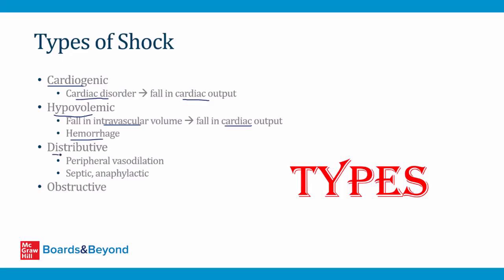Third form of shock is called distributive. This is the term that's used when there is diffuse peripheral vasodilation so that the TPR gets very, very low, leading to a fall in blood pressure. The classic cause of distributive shock is sepsis, but you can also see it from anaphylaxis and some other causes we'll talk about later. And then finally, there's a rare and sort of obscure form of shock called obstructive shock, which occurs in a couple of special scenarios, and we'll talk about this later in this video.